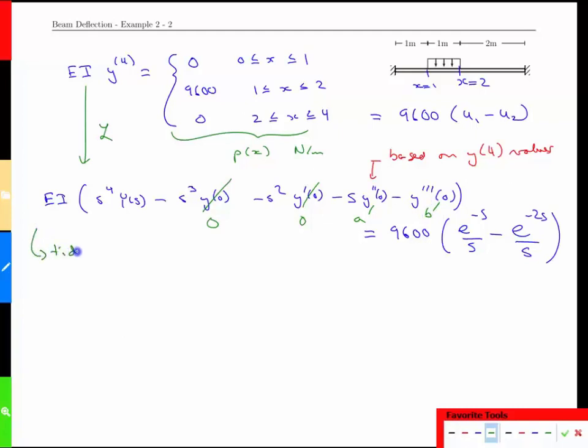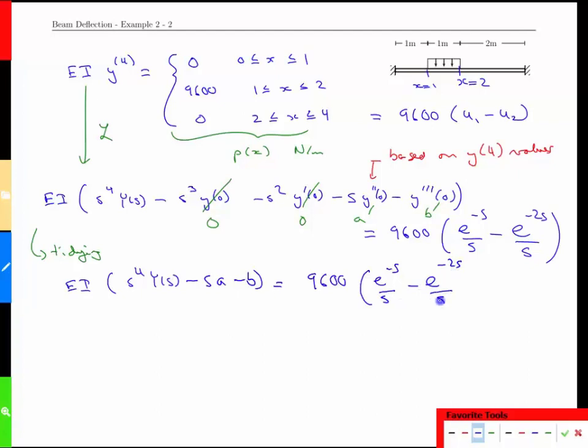Tidying up, we're going to have EI times s to the 4 Y of s, minus sa minus b equals 9600, e to the negative s over s minus e to the negative 2s over s. And now we want to hone in on the unknown function. What's the deformation of this beam? Well, that's y of x. What we have as an intermediate is Y of s.